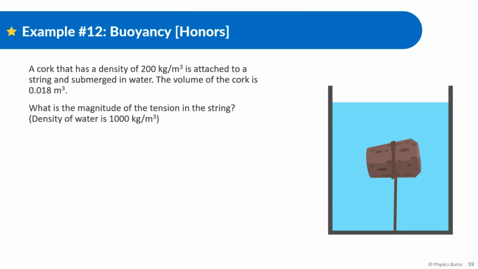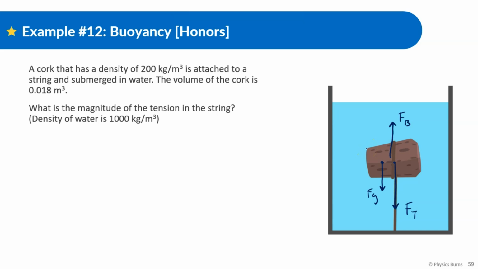Okay, moving on. A cork that has a density of 200 kilograms per meter cubed is attached to a string and submerged in water. The volume of the cork is 0.018 meter cubed. What is the magnitude of the tension in the string? Okay, so a few forces here, so let's kind of draw it out. We have the force of gravity. We have the force of tension. And then we have the force of buoyancy. Alright, so a lot to kind of unpack here.